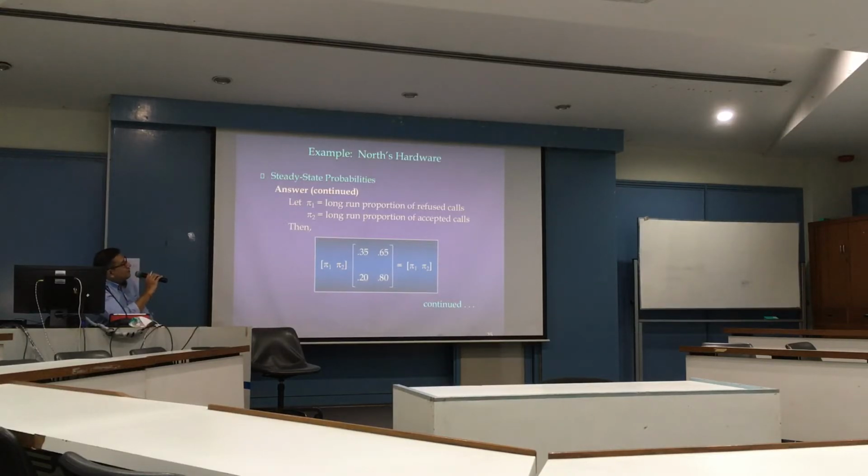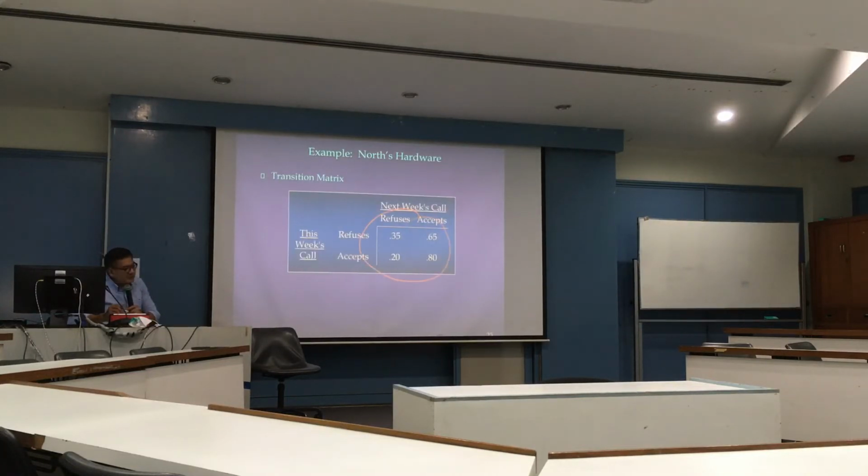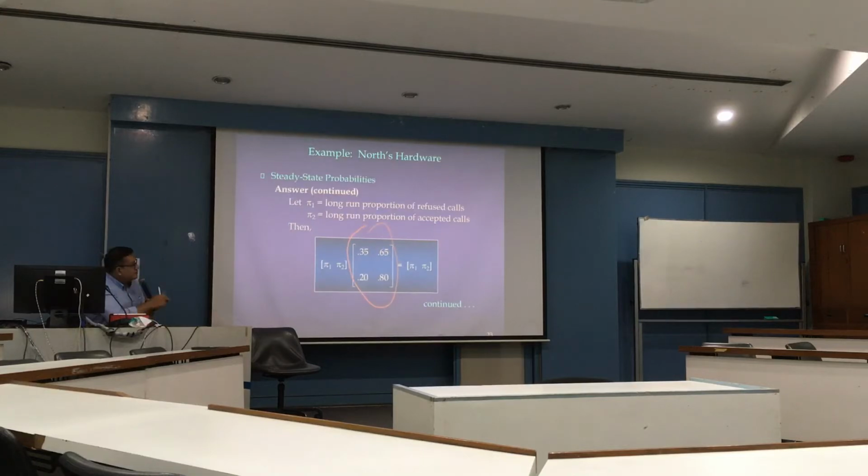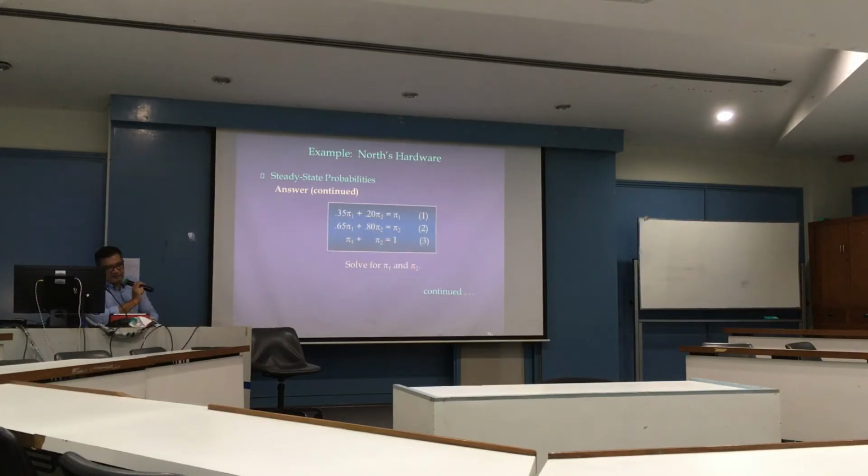Pi 1 is the long run probability of refusing the call. Pi 2 is accepting the call. Again, we use this form. This one is a transition probability, or where we are getting it from. So we try to solve again with the same concept, to find the steady state probability. In this case, don't forget this relationship: these two probabilities need to combine to equal 1.